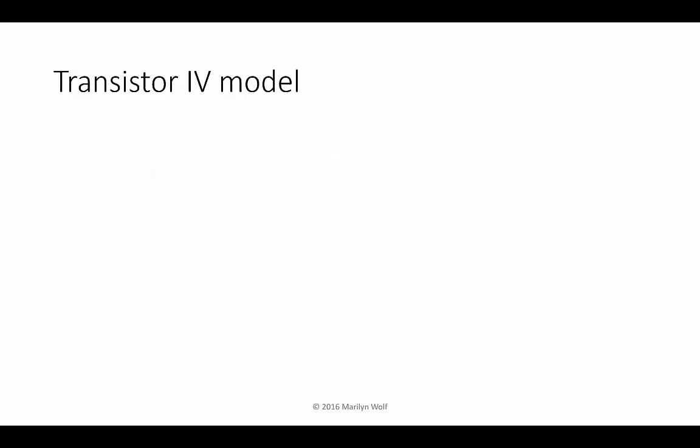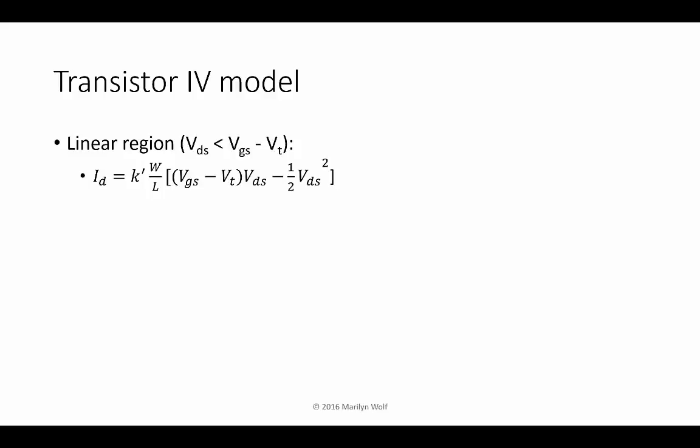Now let's build our simple current voltage model for the transistor. It has two different regions of operation. In the linear region, the drain to source voltage is less than the difference between the gate to substrate voltage and the threshold voltage.